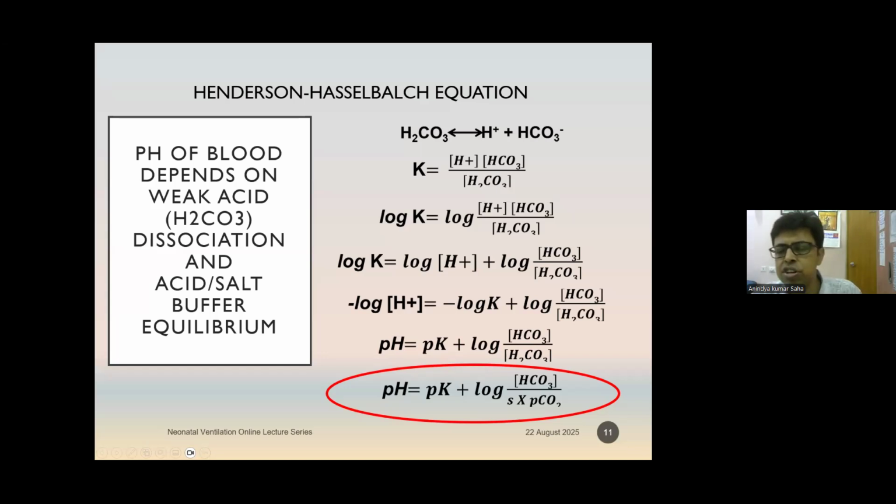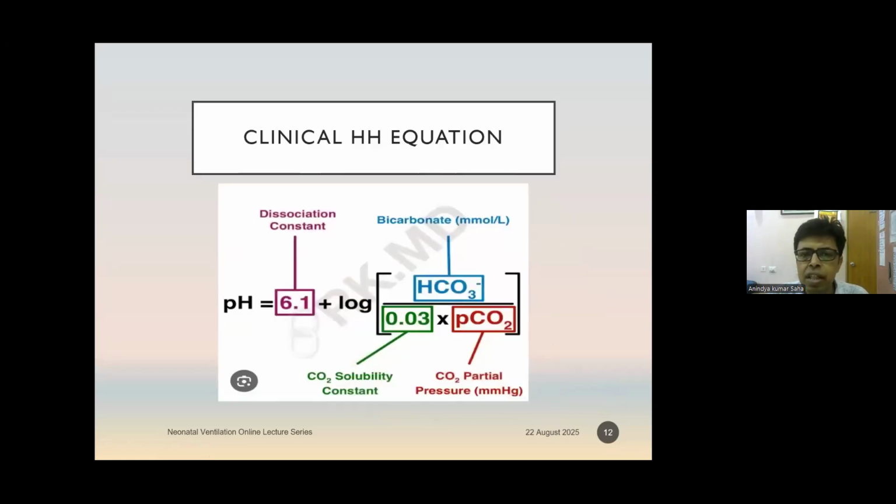Again, carbonic acid concentration can be expressed by the amount of PCO2, which is measured directly in the ABG machine, and S, which is the solubility coefficient. So this dictates the pH value, and this is how the pH is estimated from bicarbonate and PCO2. This is the clinical equation, where pK is equivalent to 6.1 and the log of the whole thing, HCO3 minus divided by 0.03 times PCO2, will be estimated, and finally we will get the pH of the system.